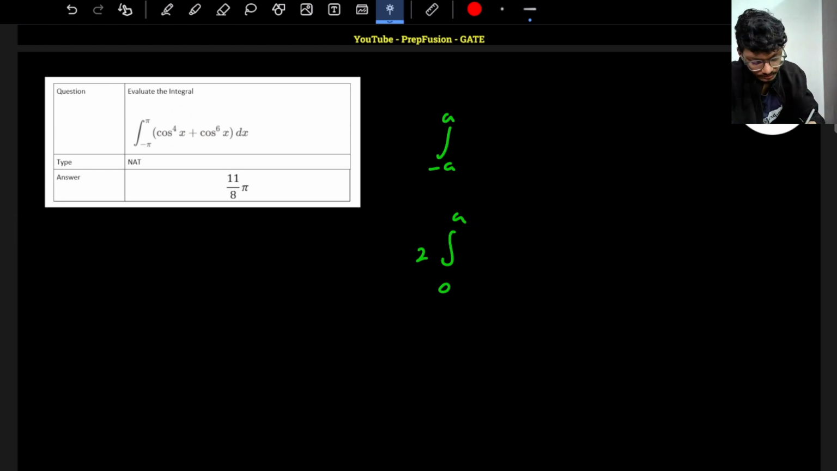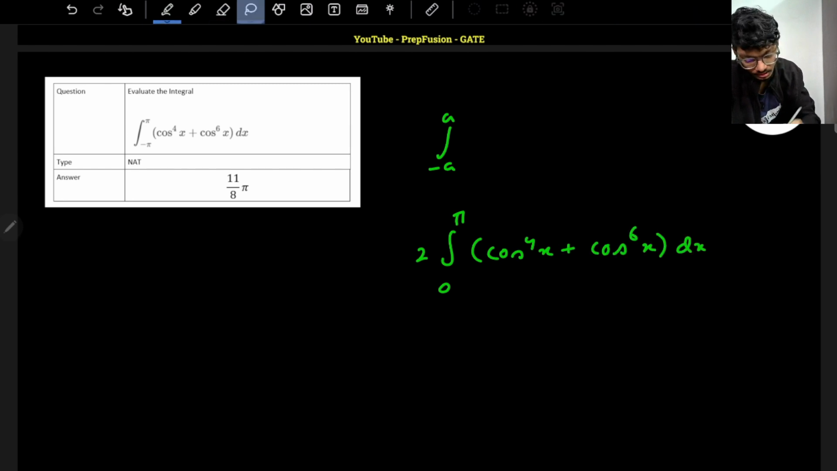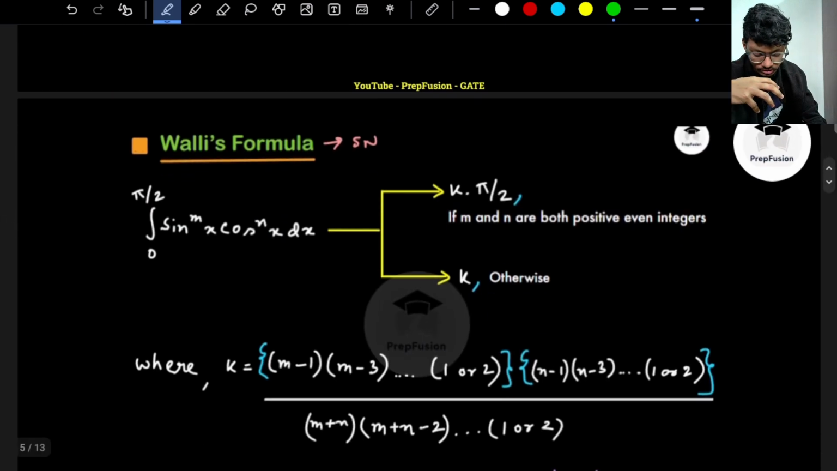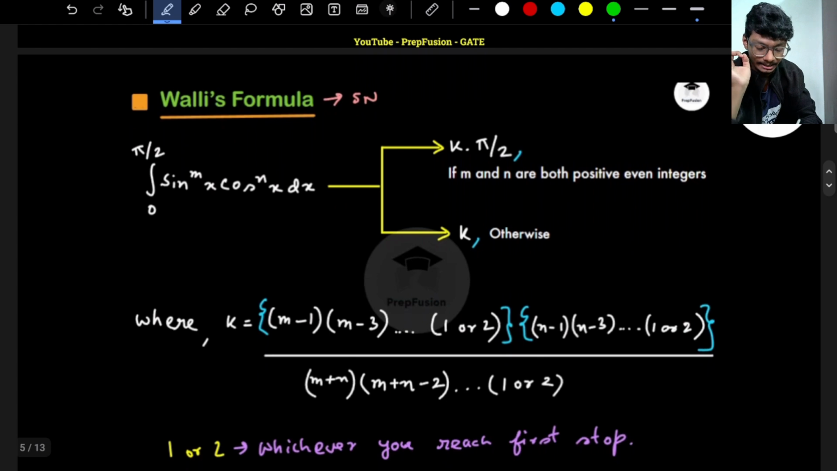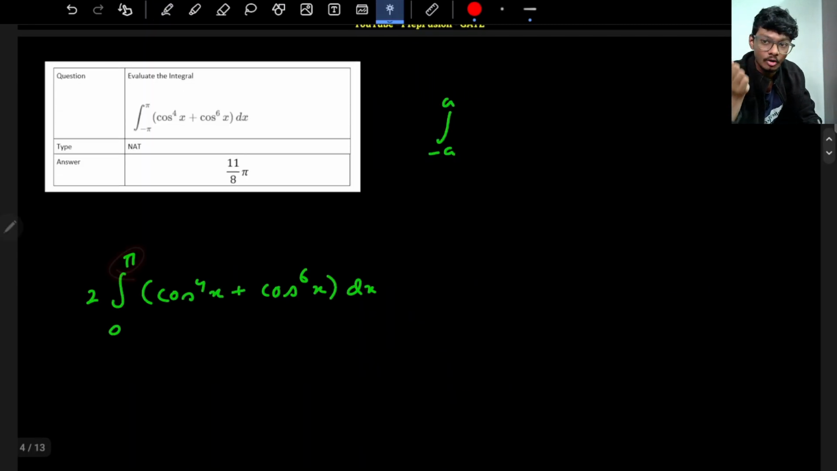Simply the integration will be reduced to 2 times the integral from 0 to pi of cos 4x plus cos 6x dx. Now next, I have to make one more modification, because my standard formula, which I have taught in my full course, is for 0 to pi by 2. But here I have 0 to pi, so I have to somehow make this pi by 2.